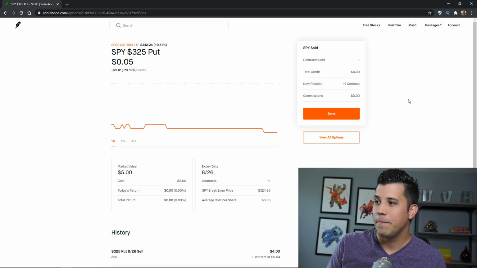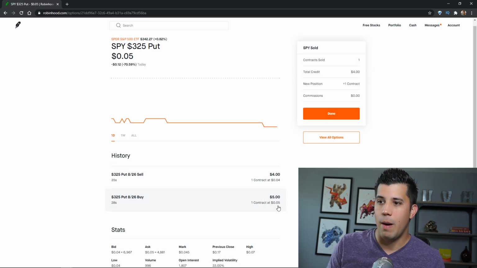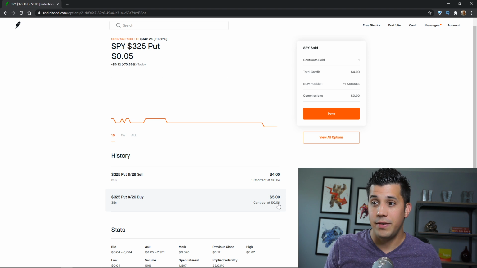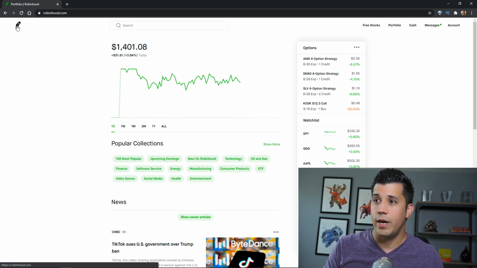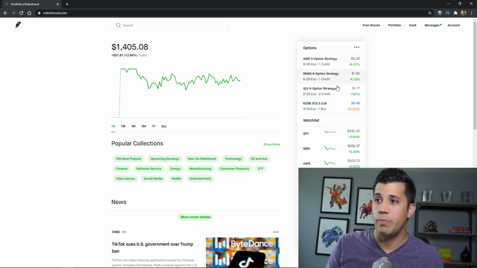Okay, so SPY contract sold 1. Now you can see the order. I bought it for $5, sold it for $4. The reason it's $5 is because you multiply 5 cents times 100. Hit done, and you can see that we're all closed out here. You'll see that that is no longer in my account. I have no more SPY options.